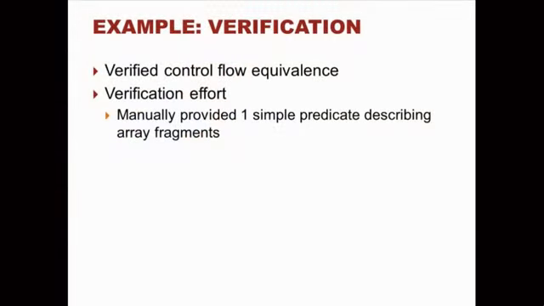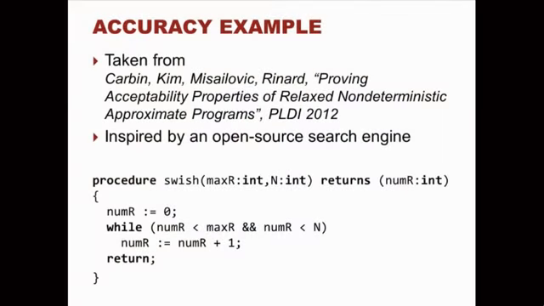We verified the control flow equivalence for this example using SymDiff and the tool flow I showed you. The verification effort is almost completely automatic. We just had to manually provide one relatively simple predicate template, which was actually talking exactly about these array fragments. You kind of have to know whether you are ahead of i or not. So that's the predicate we needed. That's the example where we checked safety criteria.